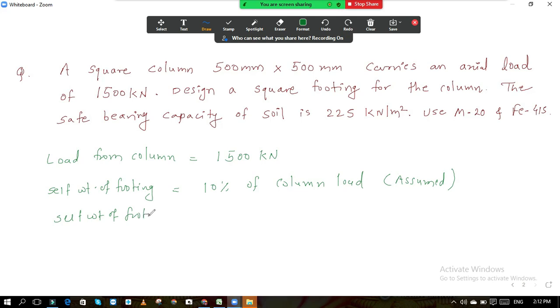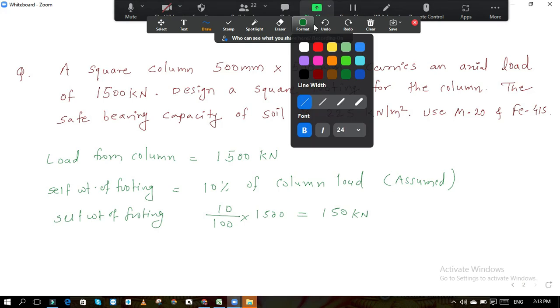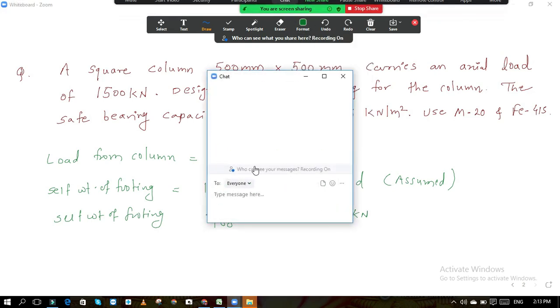Now if I move further and write the self weight of footing, it is 10% of the column load, meaning 10 by 100 into column load 1500. So it will be 150 kilonewton. This is the self weight of the footing. Is it clear? Reply to me fast so that we can move further. Just two loads we have considered: self weight of footing and load from column.